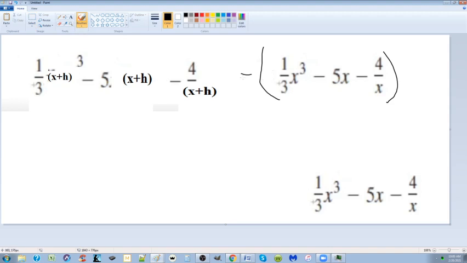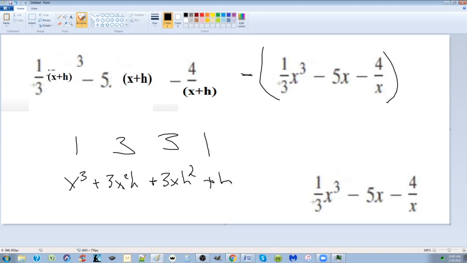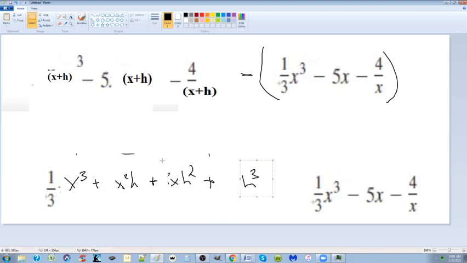Okay? So the first thing I have to do is distribute this. And that's going to be my rule of cubes. So it's going to be x cubed plus 3x squared h plus 3x h squared. And for this, go consult Pascal's triangle. It's very handy to know Pascal's triangle. And then the whole third's going to distribute it. Okay, so I'm going to get a third there. These are going to cancel out. These are going to cancel out. And I'm going to get a third there.